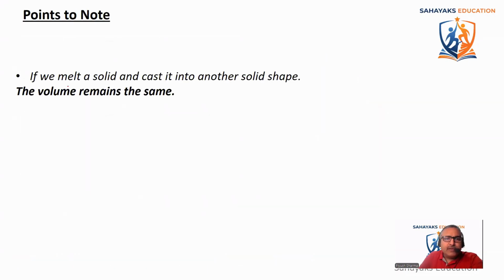That is, if we melt a solid and cast it into another solid shape, the volume remains the same. The surface areas might change, but the volume of the matter remains the same. This is actually related to physics, that the volume of the matter will remain the same at the same temperature, whatever different shape it can have. Okay, so in mathematics, they will not say the temperature has gone up and down. Those kind of questions will not come. So you can assume that the volume of the matter will remain the same.